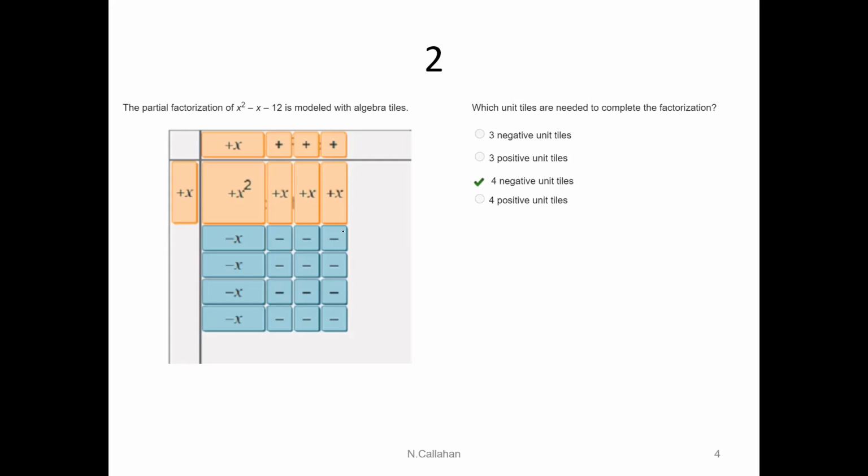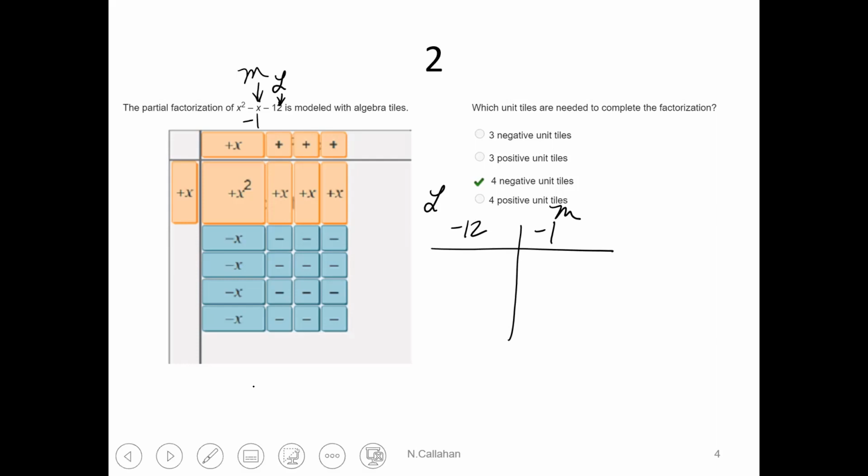And so let's go and take a look at this. Create your little chart right here, okay? Your last number, which is -12, goes on the left. Your middle number, what's your middle number? What's the number in front of the x? It's a -1, right here. So last number here, middle number there. So now let's talk about what are all the different factors that give me a -12.